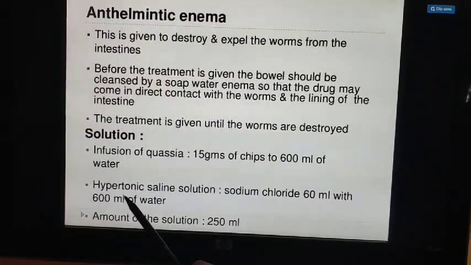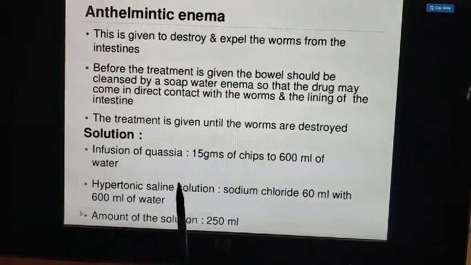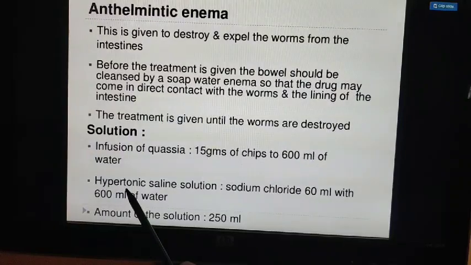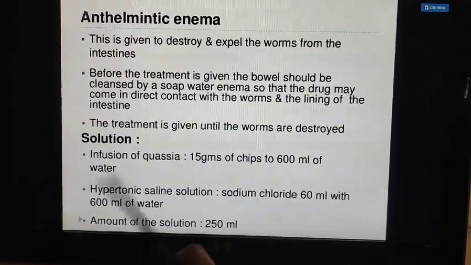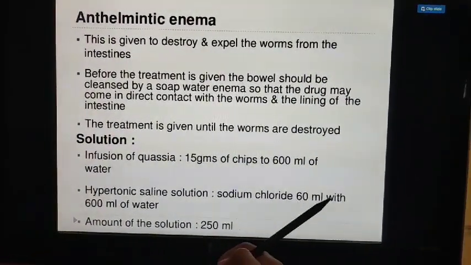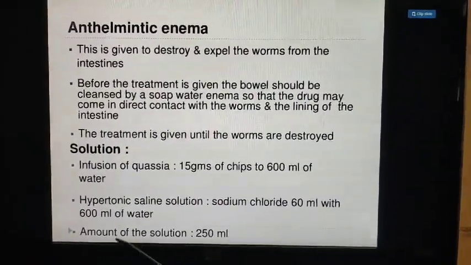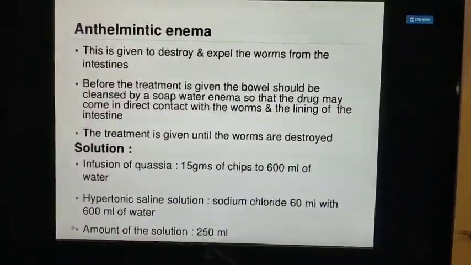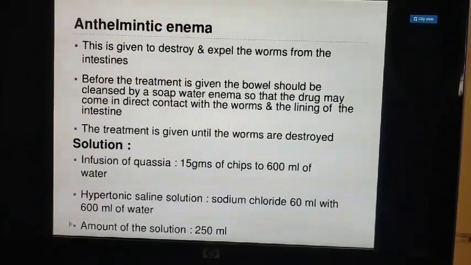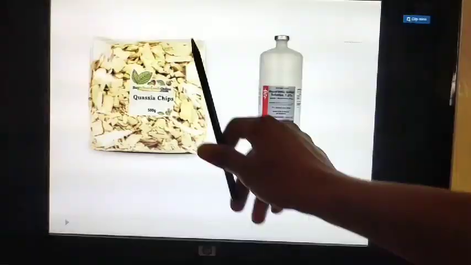Okay, next one is hypertonic saline solution. Hypertonic means a more concentrated salt solution. Clear? It means 60 ml of salt with 600 ml of water. Then how much anthelmintic enema do we have to give? 250 ml. See, these are the chips we can see.